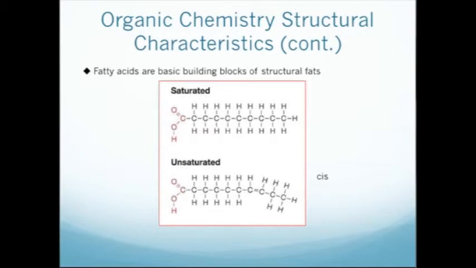On the other hand, up at top, the hydrocarbon chain is fully saturated. There is no room for any more hydrogens there.